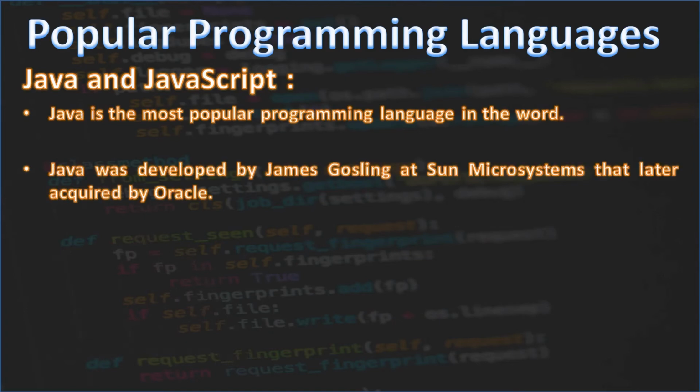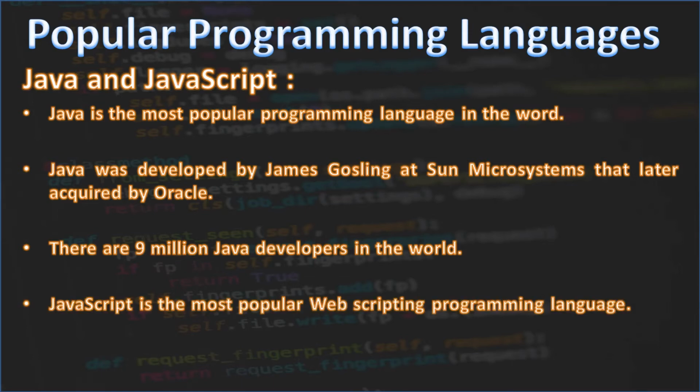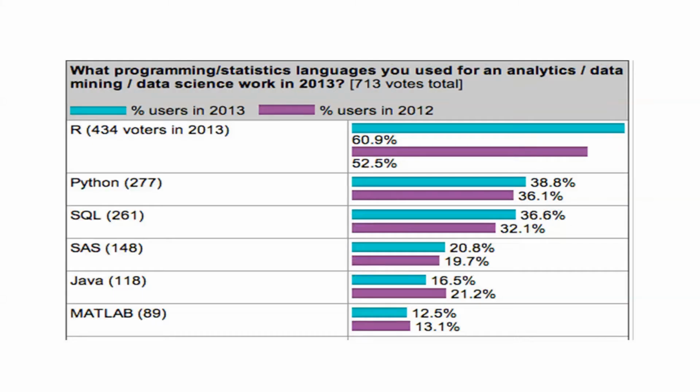Sure, Java is the most popular language in the world, and it is supposed that there are 9 million Java developers in the world. JavaScript is the version of that language which can be used on web pages. And there are several machine learning libraries and frameworks that support Java and JavaScript.